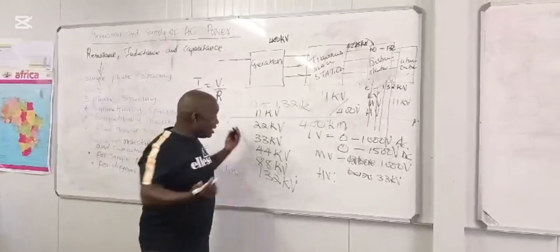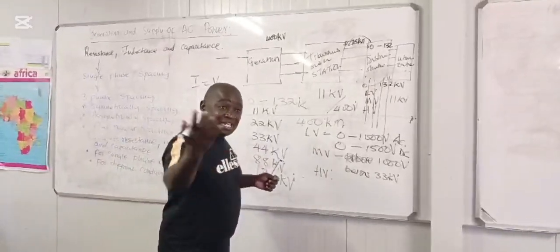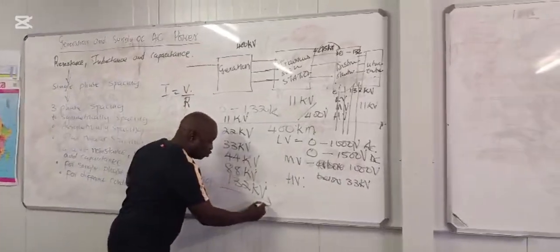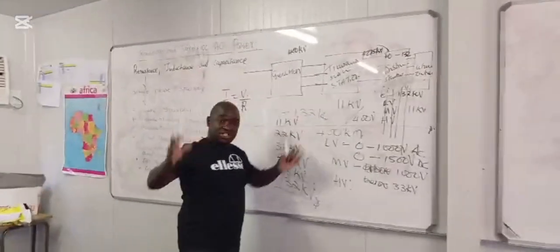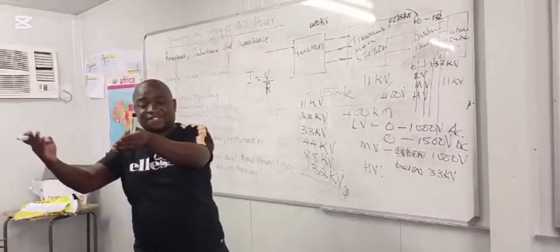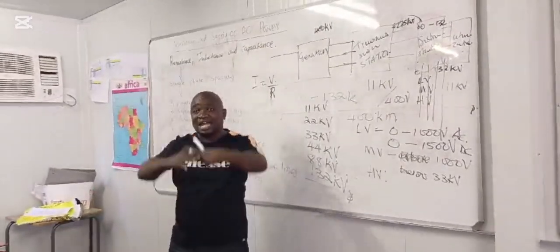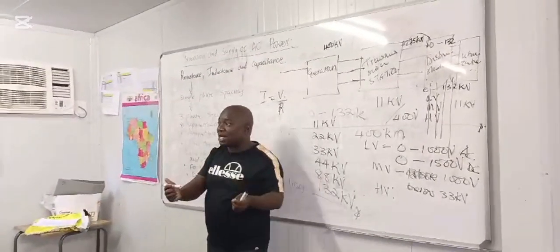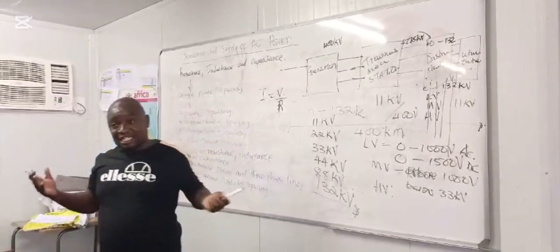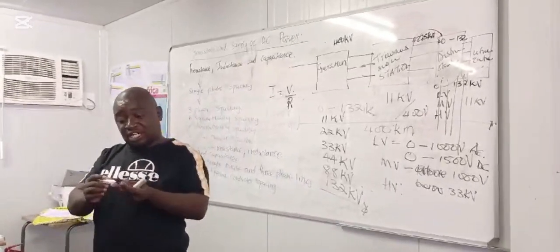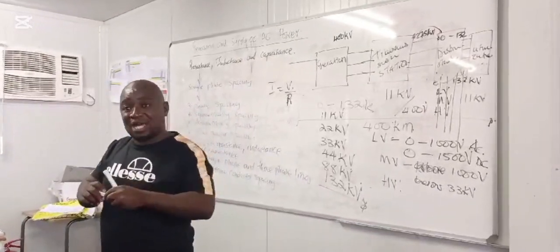Are we together? Now let's say for instance, the mining company says give us 132. From that distribution station, it will go directly to that mining company, and when it arrives there, it will go to their own substation. Are we together? Depending on their need. If they are given 132, they can use that 132 in order to supply what is required.